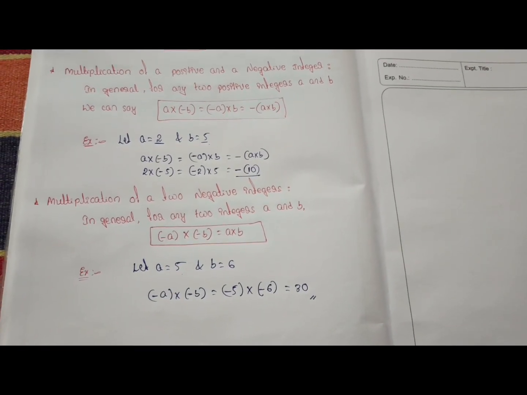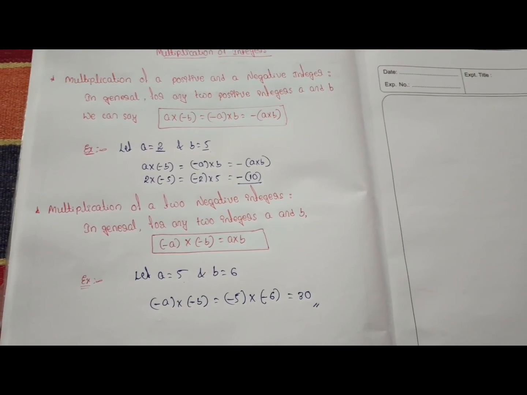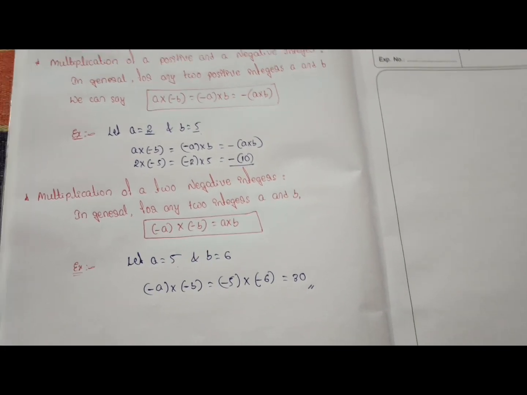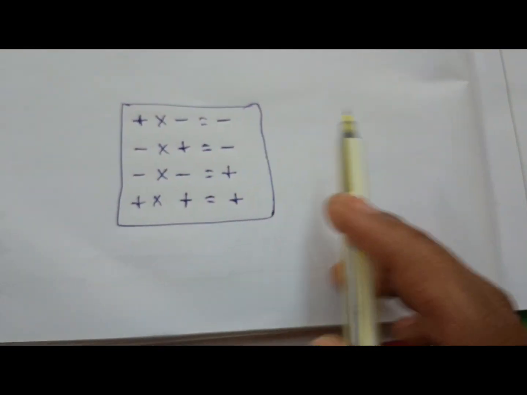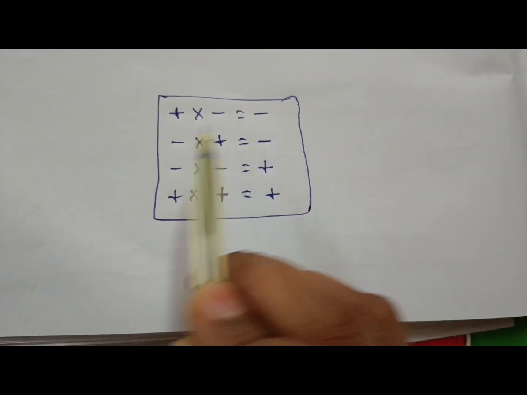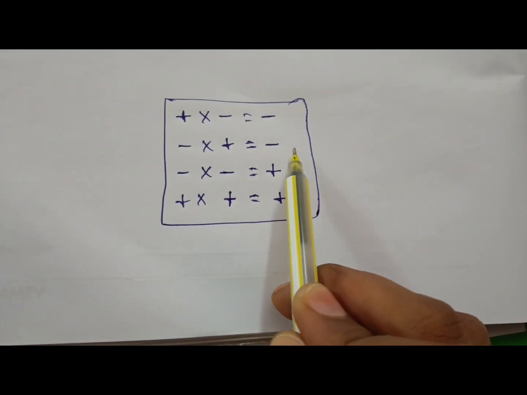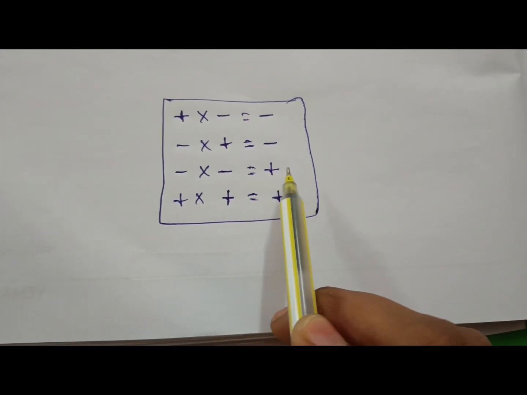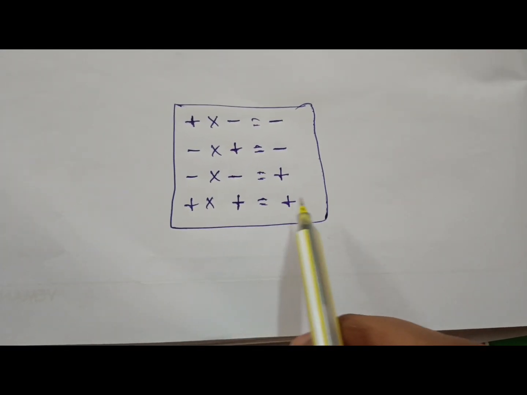And guys, don't think much about these two properties, because in the previous class I told some rules related to multiplication of two signs. You guys just remember those rules. Once again I will repeat those rules. First one, plus into minus is equal to minus, minus into plus is equal to minus, minus into minus is equal to plus, and plus into plus is equal to plus.